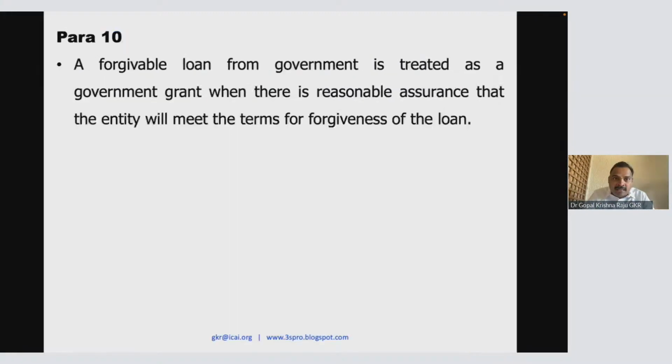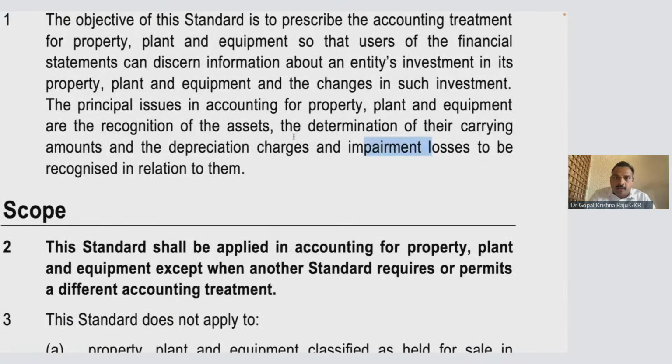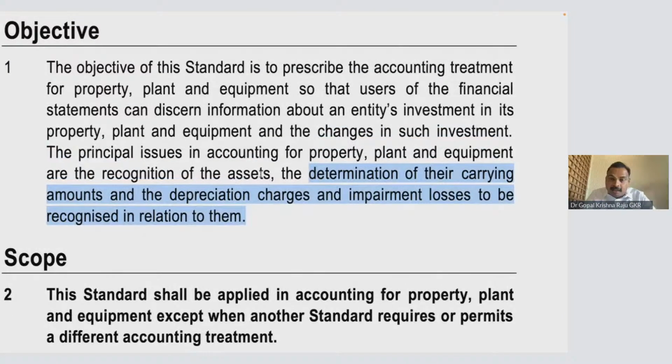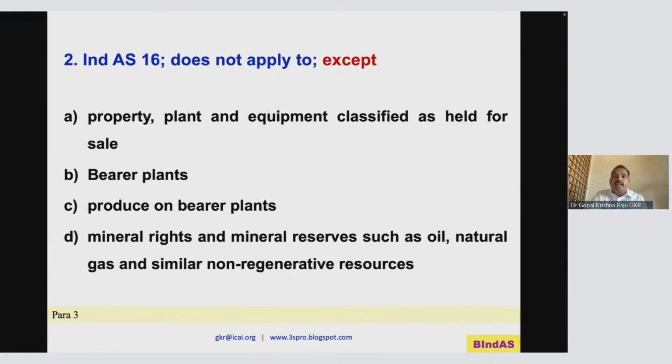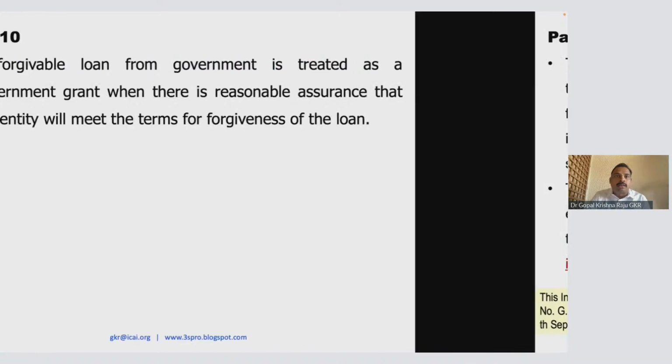Please look at the para once again. The determination of carrying amount of impairment loss is given in the objective. But how will you determine? It says go to Ind AS 36. So this standard doesn't determine impairment. This standard will say disclose the impaired asset. That's all. So please be careful. Okay, so D is your right answer for the exception. Ind AS 16 does not apply except, that means it is applicable. Again, I'll go to para number 3.